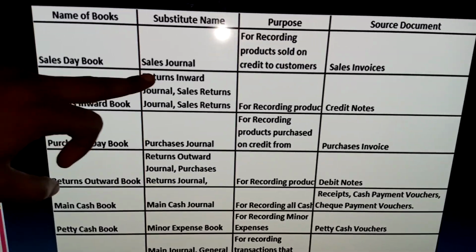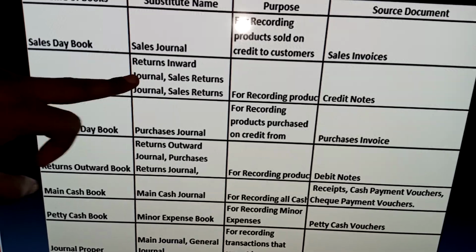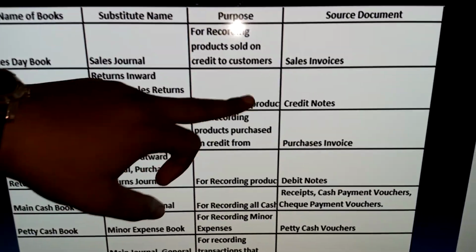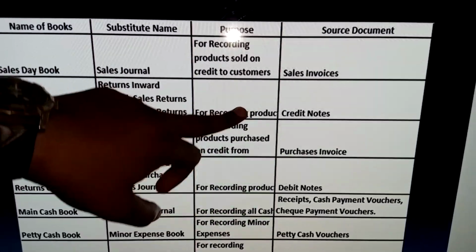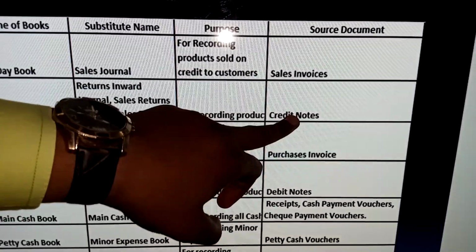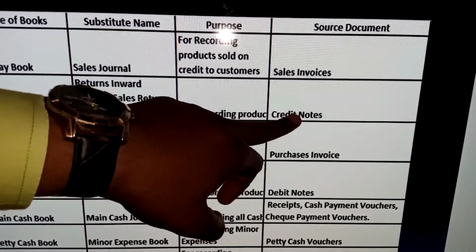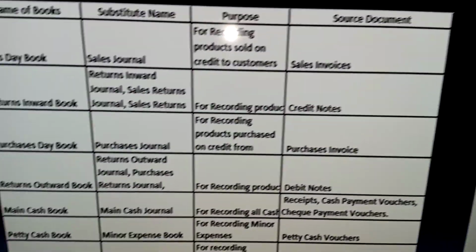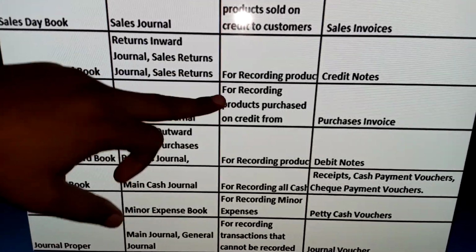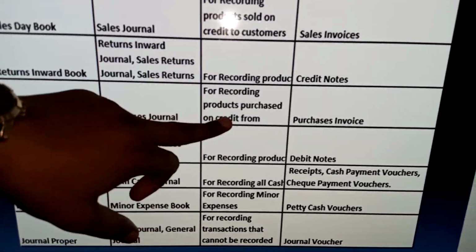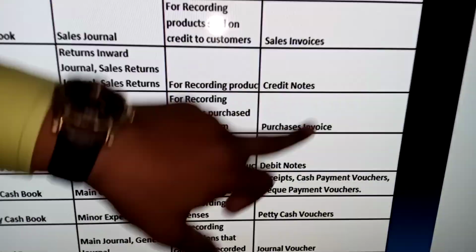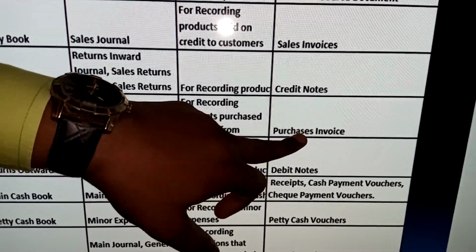The next one is returns inward book, also called returns inward journal, sales returns journal, or sales returns book. It is for recording products returned. The source document is the credit note. The next one here is purchase day book, also called purchase journal, for recording products purchased on credit from suppliers. So we have the source document to be the purchases invoice.